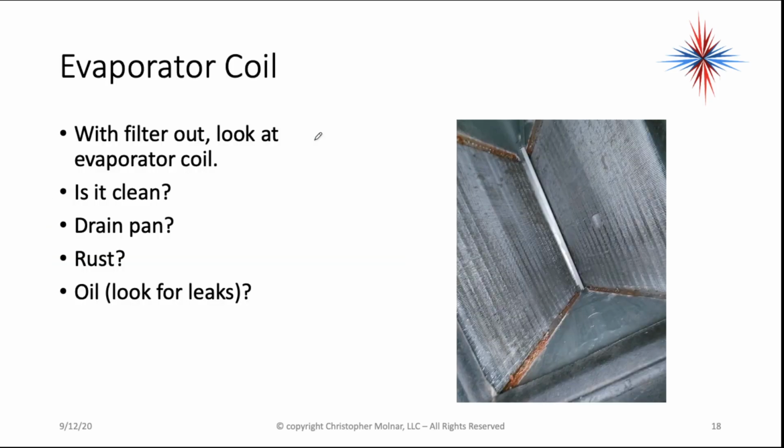Take a look at the evaporator coil while you have the filter out. You can use a cell phone picture or something to look up into the evaporator. Is it clean? Does the drain pan look like it's leaking? Now again, the drain pan is going to be around the outside edge of this, okay? This is a plastic drain pan or a vinyl drain pan, and you want to look for anything that looks like it has holes. Is it rusty if it's metal? Look for leaks in the coil. Oil is a key sign of refrigerant leaks. Okay, look for leaks.